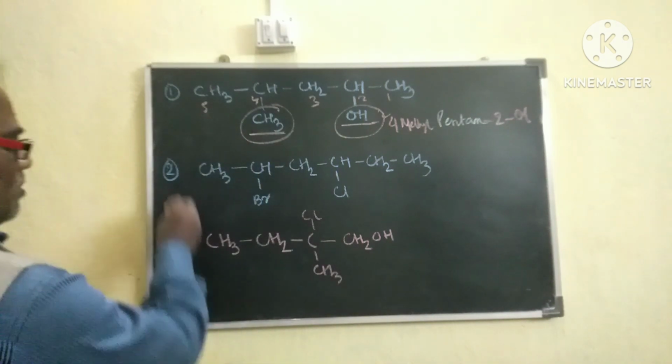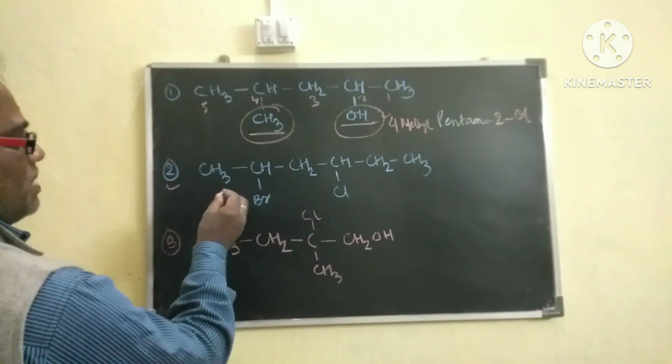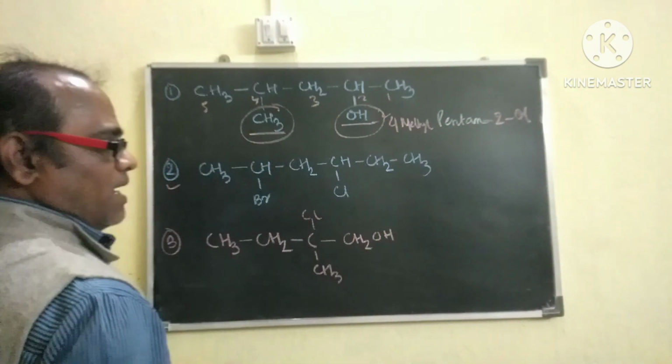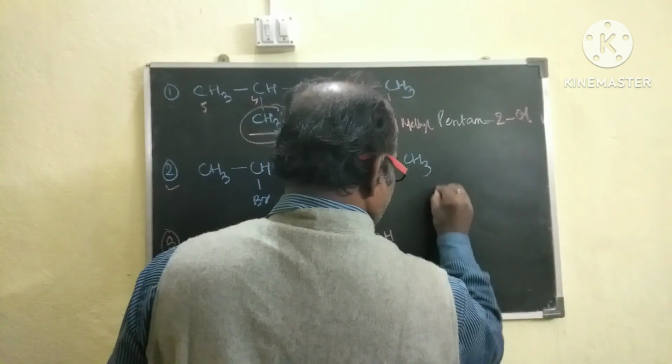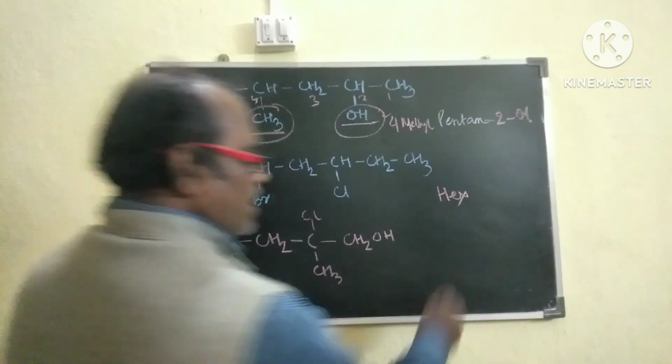In this way you have to write down the IUPAC name. Now let us consider one more example. Here we can see that the number of carbons is 1, 2, 3, 4, 5, 6. That is hex. And here it is a single bond, hexane.